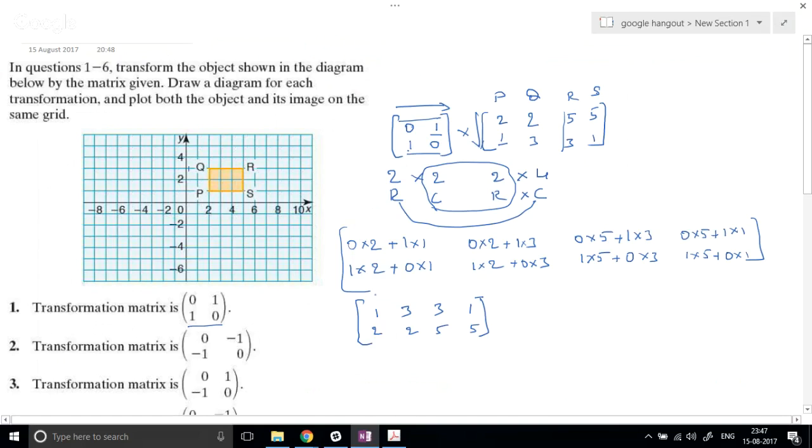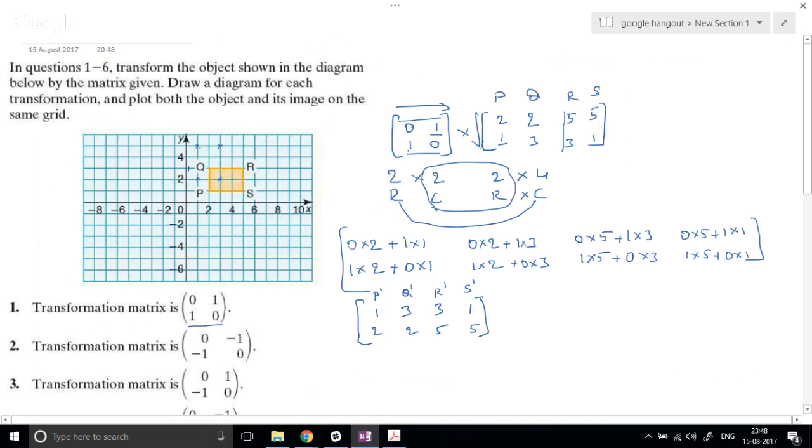Okay, so this you are going to name as P dash, Q dash, R dash, and S dash. Some may call it prime also, P prime, Q prime, R prime, and S prime. So let's locate these points on this graph. So first one is 1 comma 2. So 1 comma 2 will come here. Then next is 3 comma 2. So 3 on x-axis and 2 on y-axis. So that is here. Then next is 3 comma 5. So 3 here and 5 here. Then 1 and 5.